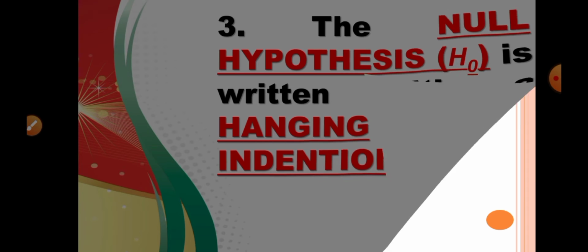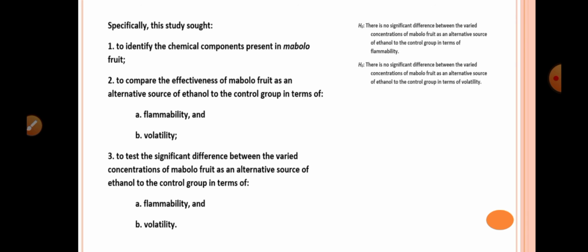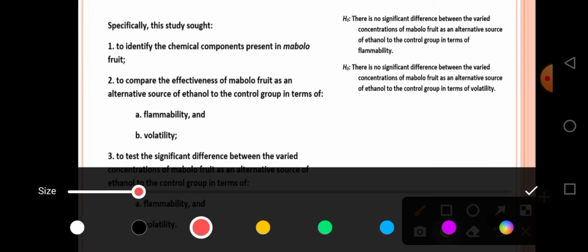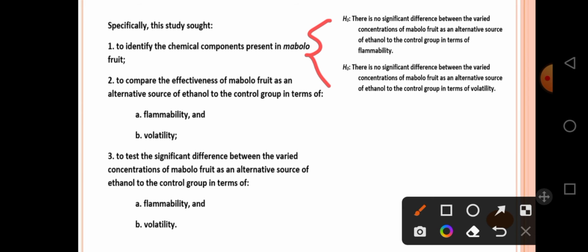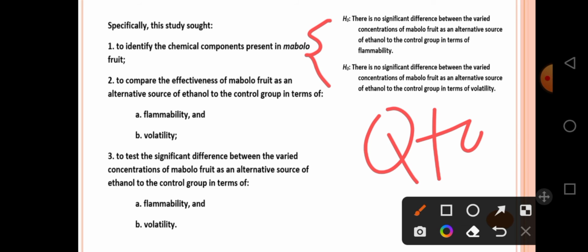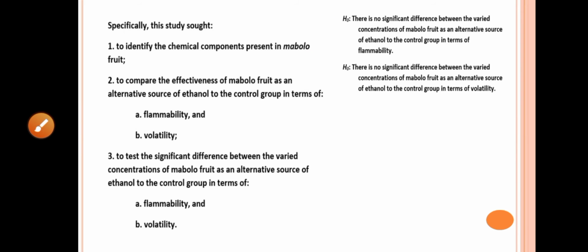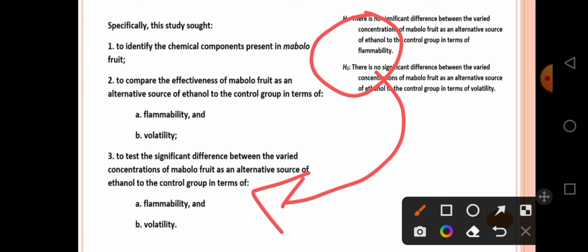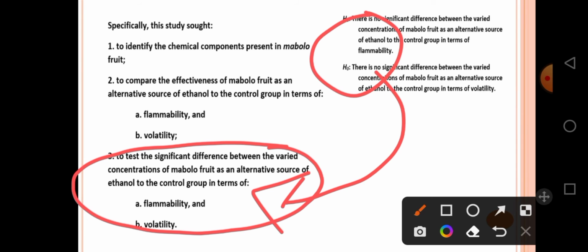And also, class, aside from it being written using a hanging indentation, notice the quantity of our null hypothesis. How many null hypotheses must be written? Where should we base the quantity of our null hypothesis? Earlier, class, we mentioned that our hypotheses are derived from our inferential research questions. And how many inferential research questions do we have in our presentation? We have one. Note, class, that we have one inferential research question.